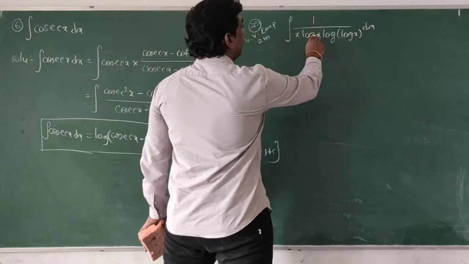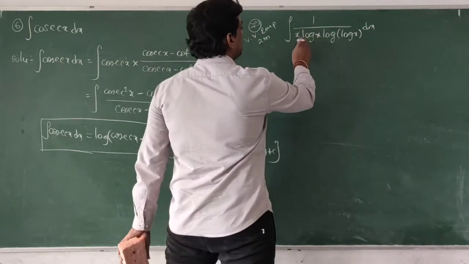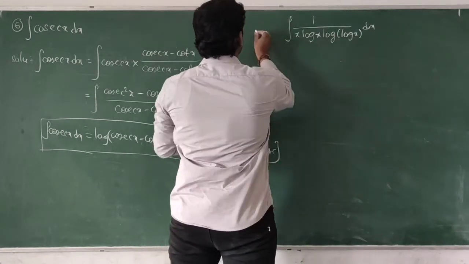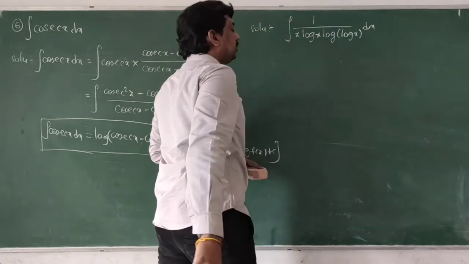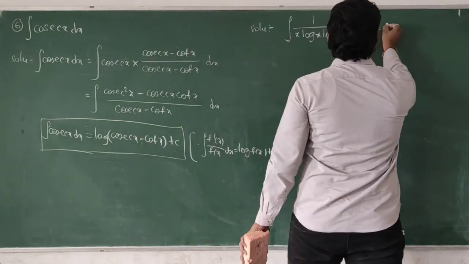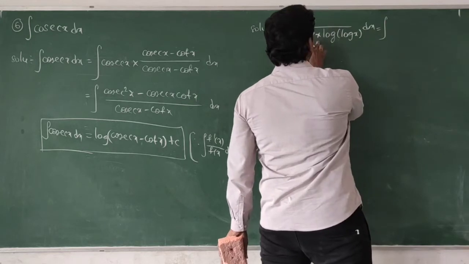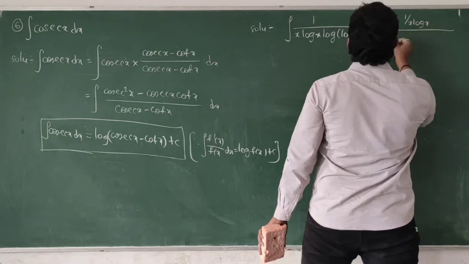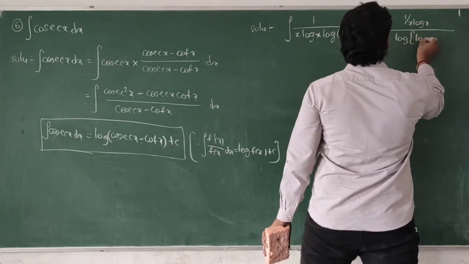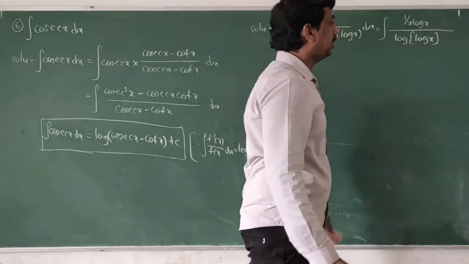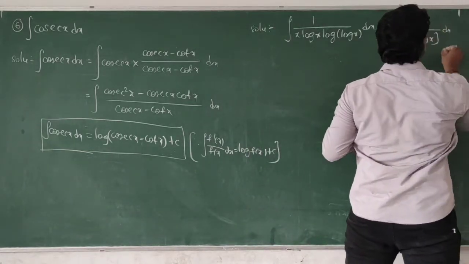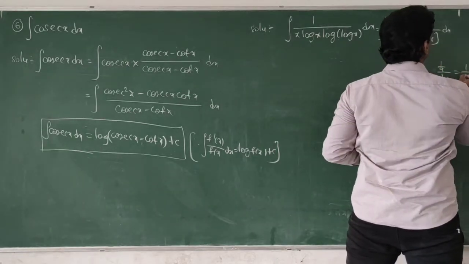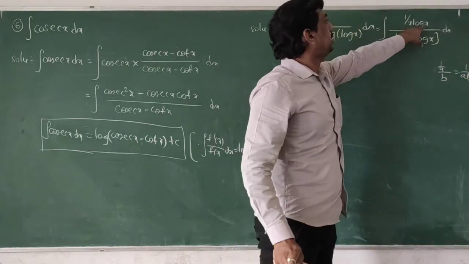So, integration of 1 by x into log x into log of log x, dx. To solve this one, write down the same problem in the solution. Now this can be written as 1 by x into log x, all by log of log x. Is it right? Can you write like this? Yes. Why? Because 1 by a by b can be written as 1 by a into b.